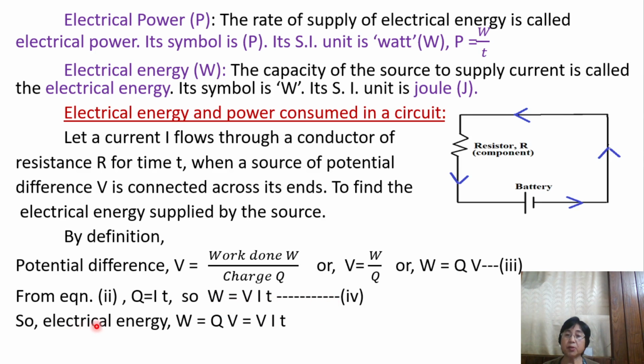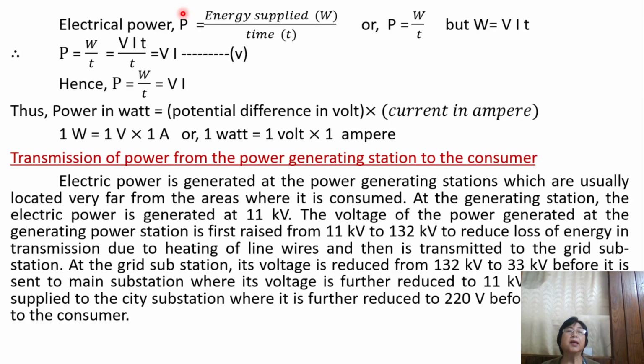Hence, electrical energy, which is symbolized by W, is equal to Q into V. This is the one relation. Then it is equal to V into I into T. This is another relation. So we can find out the electrical energy supplied by a source with the help of these two relations.